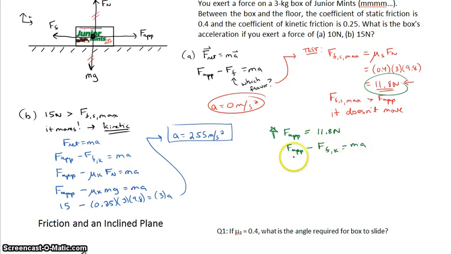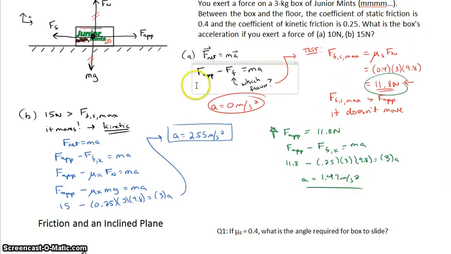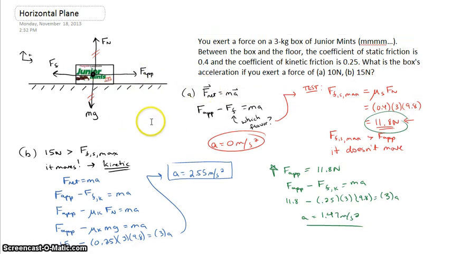And if I think to myself, okay, my applied force now is 11.8 newtons, and I can calculate my kinetic friction just like I did down here, 0.25 times 3 times 9.8 equals 3 times a. And if I solve for acceleration here, I'll get an acceleration of 1.47 meters per second squared. So even if it just breaks free of friction, it's going to accelerate. It's not going to move at constant velocity. It's going to accelerate. So that's why that sensation of things popping free. So anyway, that's a good one for horizontal stuff.